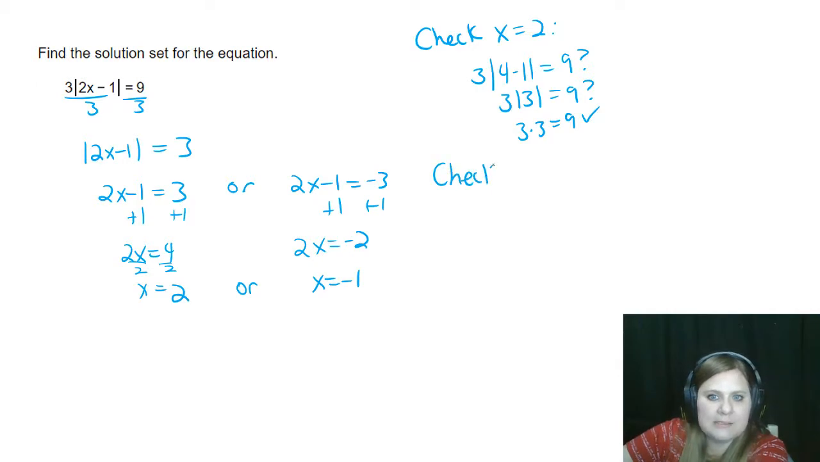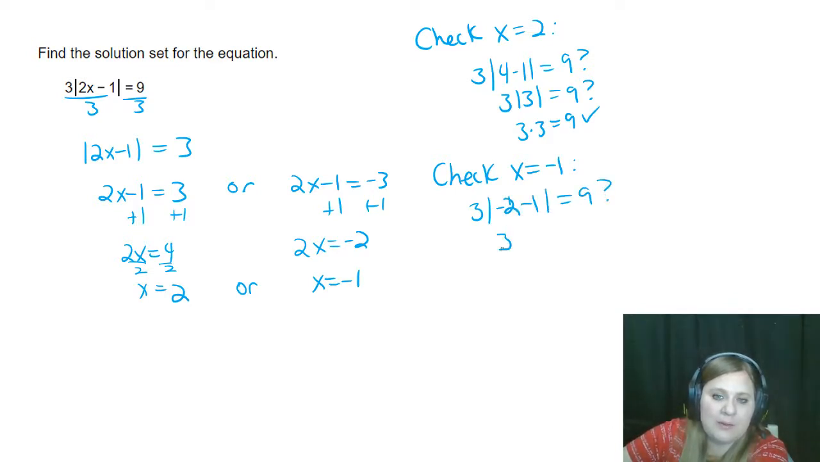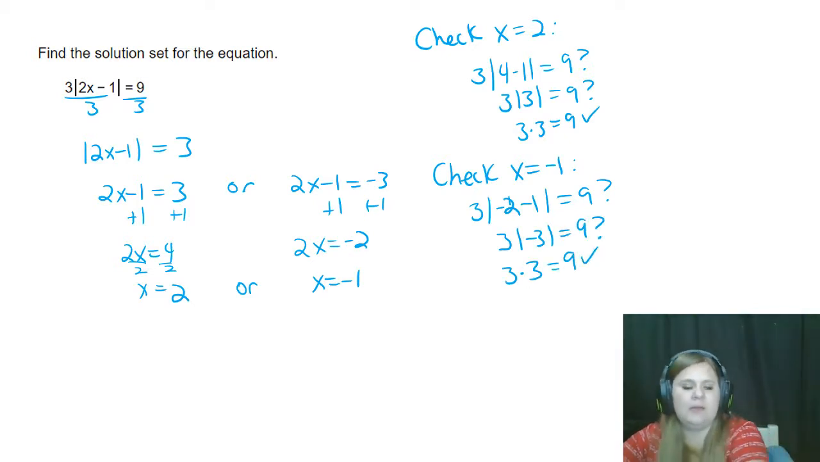And we'll check x equals -1 as well. 3 times the absolute value of -2 minus 1 equals 9. 3 times the absolute value of -3 equals 9. 3 times 3 still equals 9. So yay, they both work.